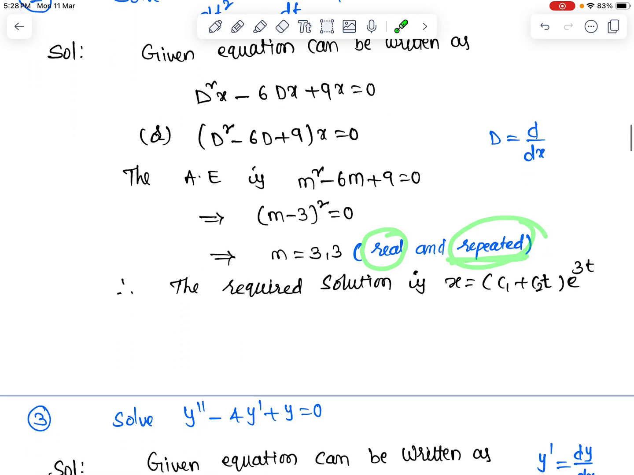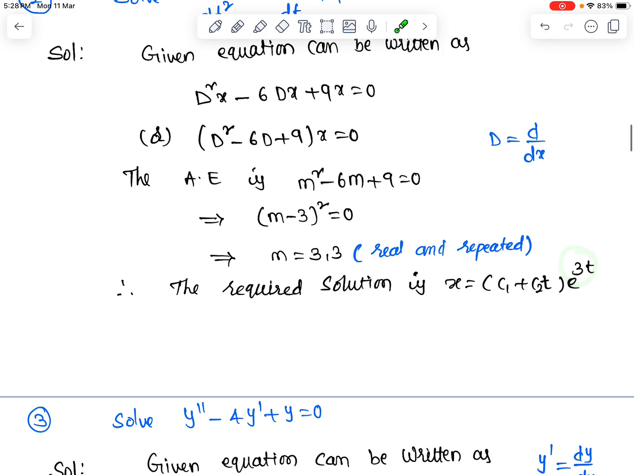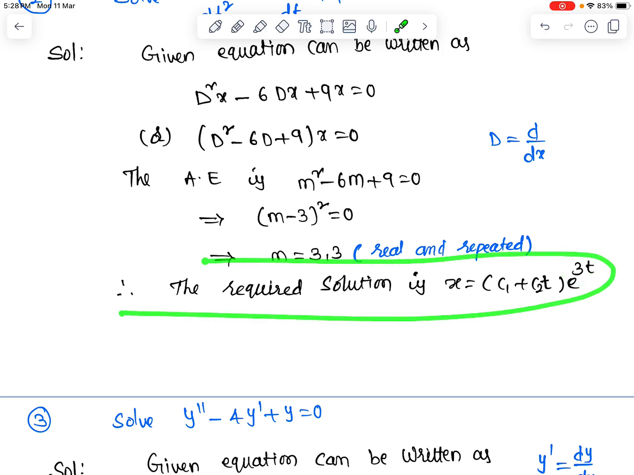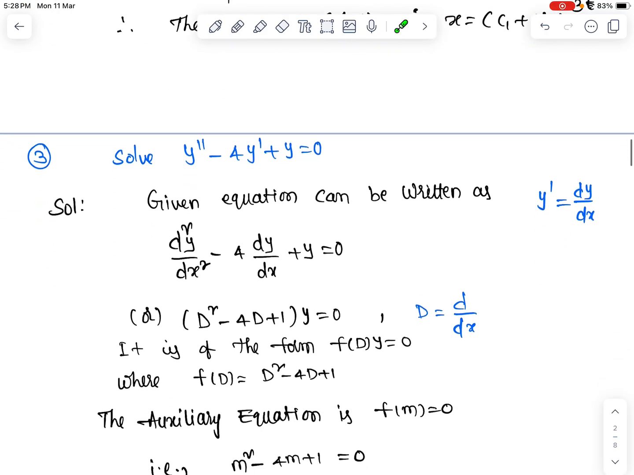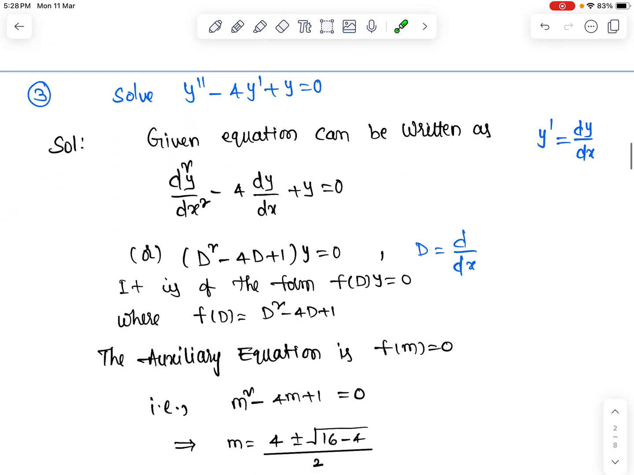Real and repeated means what is the solution? The required solution is x equal to, always dependent variable is equal to a function of the independent variable, that is (c1 plus c2 t) into e power 3t. It is the required solution for the given differential equation. Next, what about the next one? Next one is: solve the differential equation y double dash minus 4 y dash plus y is equal to 0. It is the differential equation they gave.